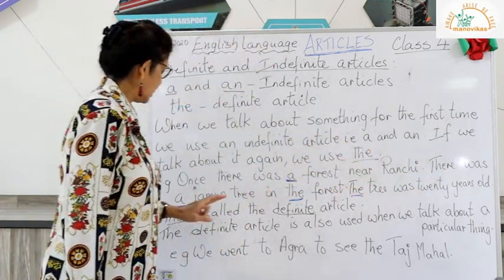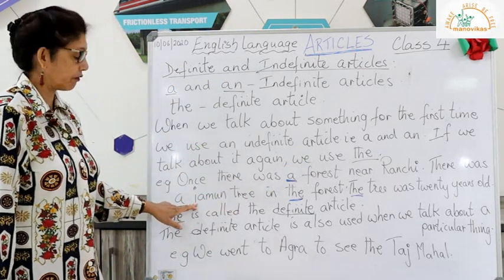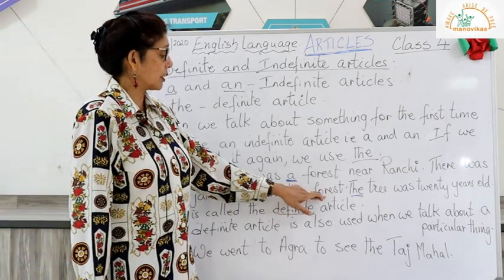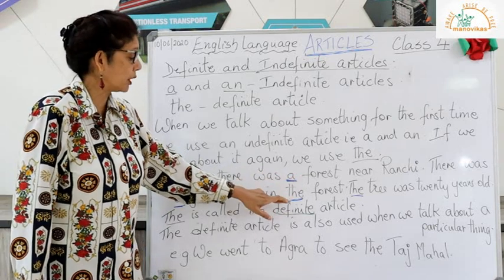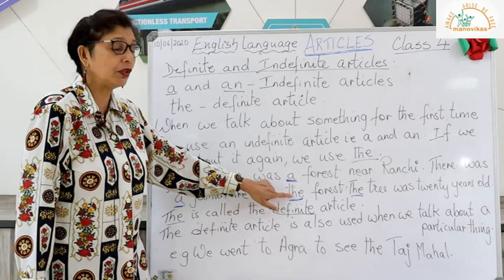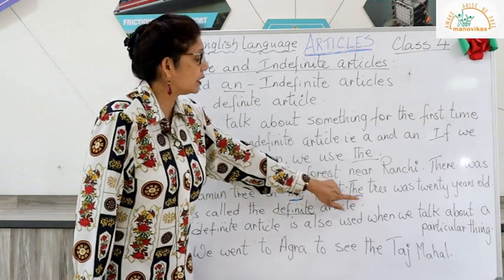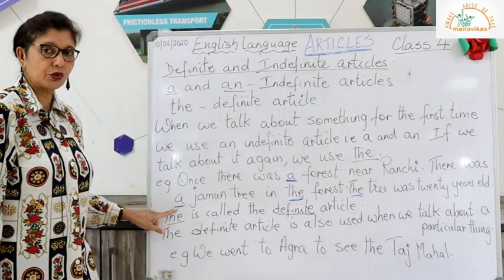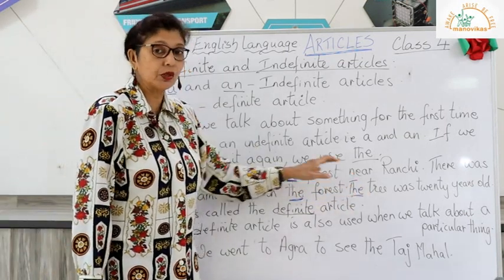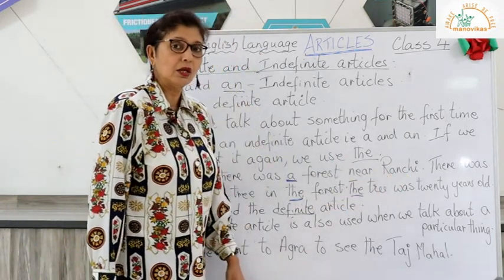Now there was a jamun tree. Again, we are talking about the jamun tree for the first time, so we write a. In the forest. Now we have spoken about the forest here. Now we are talking about it again. So we use the. So the is a definite article because we know which forest we are talking about. So therefore we use the. Now the tree, again we have spoken about a jamun tree earlier. So instead of saying again a jamun tree, we are using the tree because we know which tree we are talking about. So the tree was 20 years old.